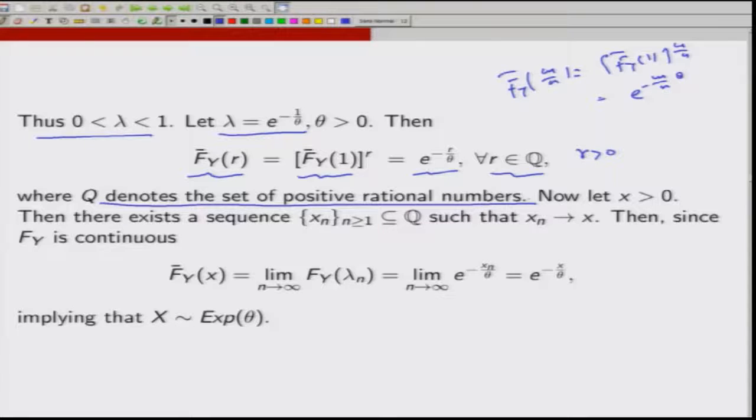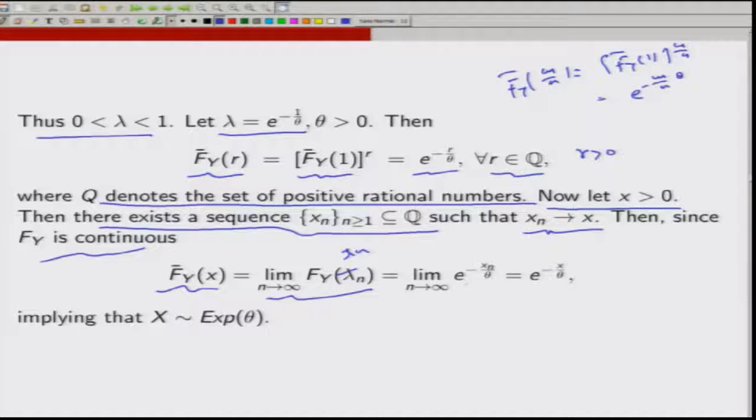What I have to show is, I will show that f bar y x is same as e to power minus x by theta for any x. Now, let x be any number greater than 0. But we know that rationals are present everywhere in the real line. So, if x is any real number, I can always find a sequence xn of rationals such that xn converges to x, because these rationals are present everywhere. So, then since fy is continuous, fy x is same as limit n going to infinity fy xn, which is same as limit n going to infinity. For rationals xn, f bar y xn I know is e to power minus xn by theta. So, this becomes e to power minus x by theta.